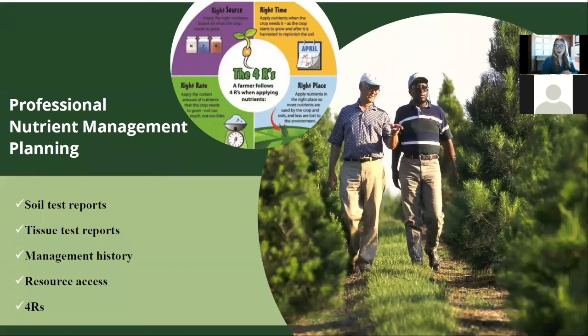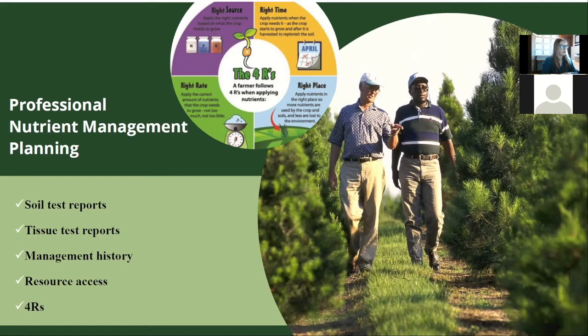All right, so on that, professional nutrient management planning, this is a pretty standard concept across much of agriculture. And what it's based on is that a professional is developing recommendations to try to get to an optimal soil condition for a specific crop. So in our case, it would be for Christmas trees. So what we use to do that is your soil test reports, your tissue test reports, so the actual foliage sampling that we conducted last year as well. Management history, so we keep track and keep records of what's actually been going on the land as far as inputs, and that helps give us a better idea of what's already existing.